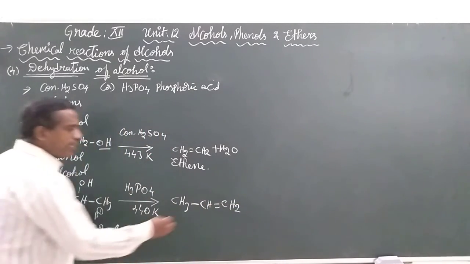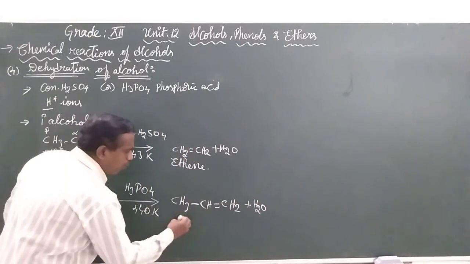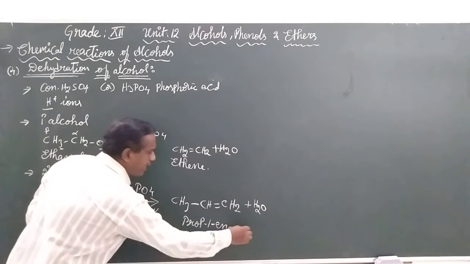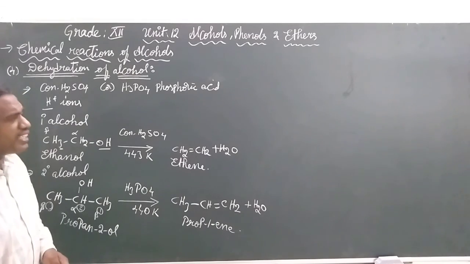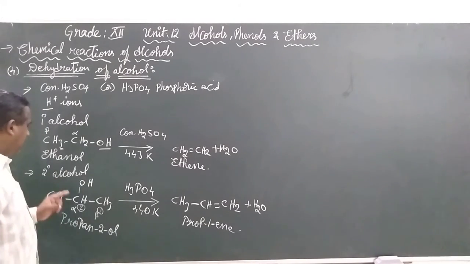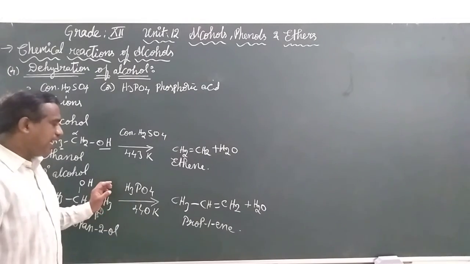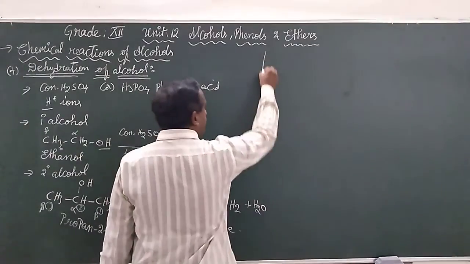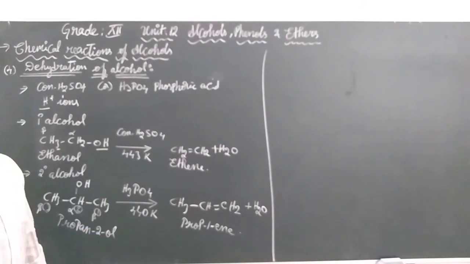Here the OH bonded carbon is going to form a double bond with CH2. In this case, the elimination of a water molecule has also taken place. What is the name of the compound we can give? Prop-1-ene. In the case of secondary alcohol, we got the alkene, but at a low temperature. We can get the same type of alkene when we use a tertiary alcohol.